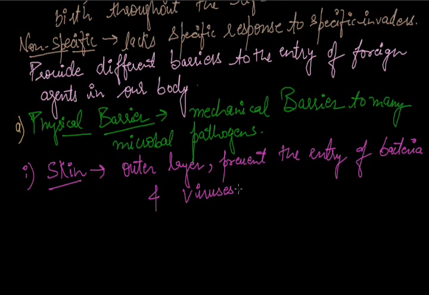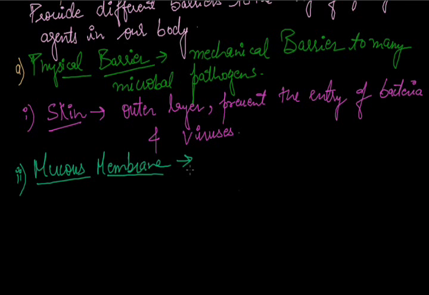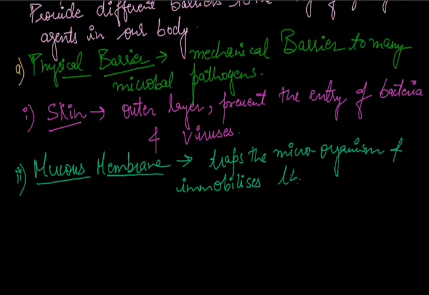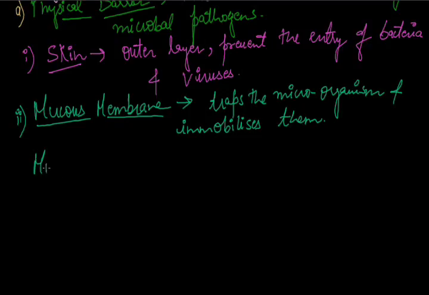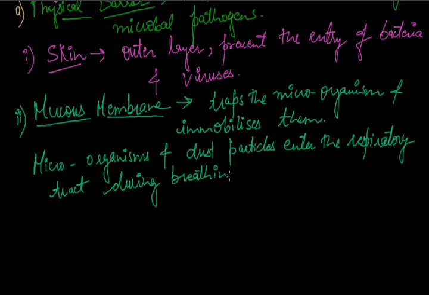As we all know, skin is the largest organ of the body. So skin forms the outer layer of the whole body, so it prevents the entry of bacteria or other microbial agents inside the body. So next is mucous membrane. Mucous membrane traps the microorganisms and immobilizes them, as these microorganisms and dust particles enter the respiratory tract during breathing. So this mucus will trap the dust particles and microorganisms entering into the inner tract.